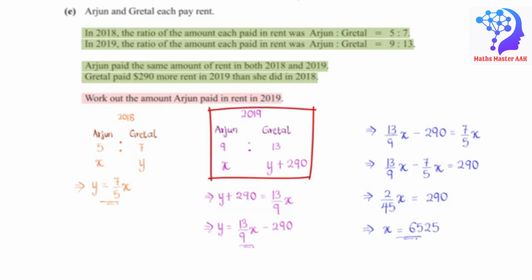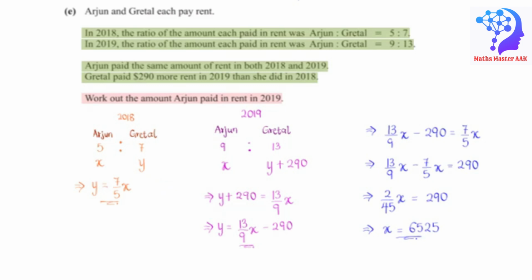We were told that Arjun paid the same amount of rent in both 2018 and 2019. And so if we have X in 2018, we are also going to have X in 2019. For Gretel, she paid $290 more rent in 2019 than she did in 2018. So if we have Y in 2018, we are going to have Y plus 290 in 2019. So for our first ratio, the equation we get will be X over 5 is equal to Y over 7. And when we make Y the subject from this equation, we get Y is equal to 7 over 5x.